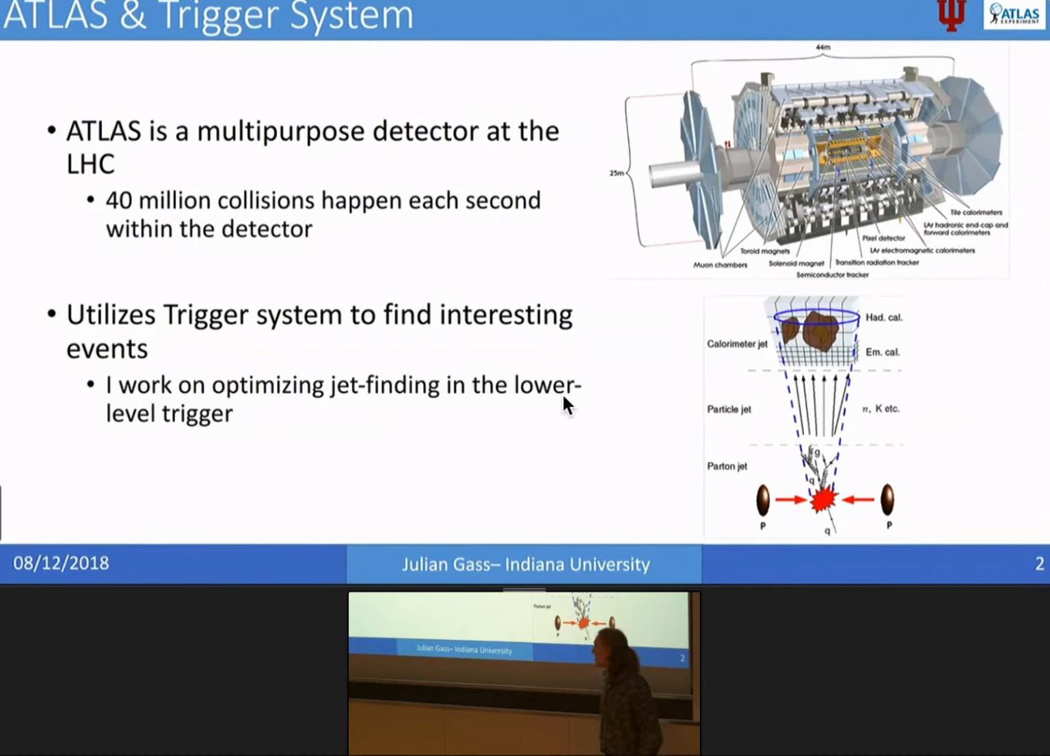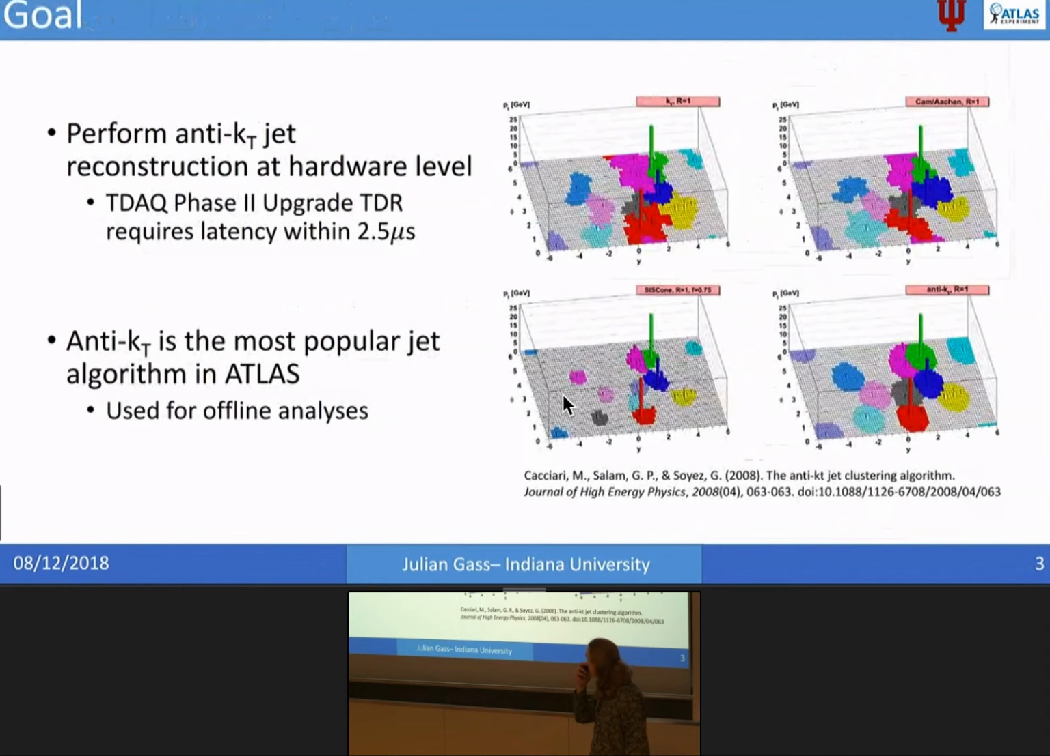So what the calorimeters within the ATLAS detector actually see is this somewhat circular shape of hadrons. And it's an important goal of this upgrade to be able to efficiently find these jets in order to see what's going on within the first instances of the collision. So my specific goal is to be able to perform anti-KT jet reconstruction at the hardware level.